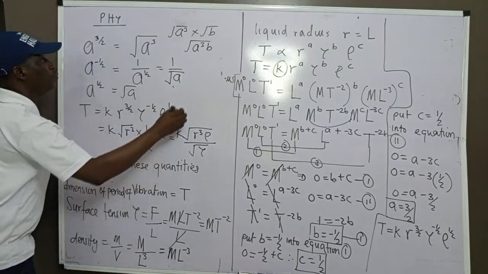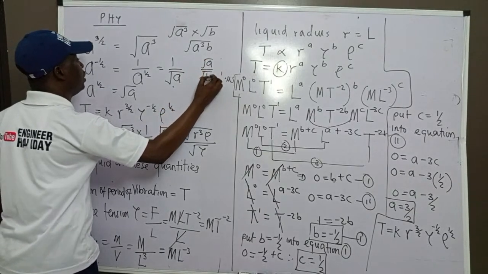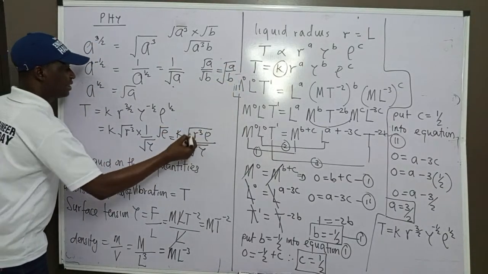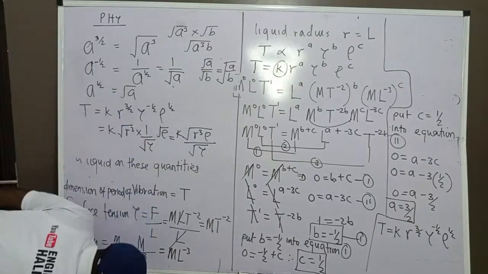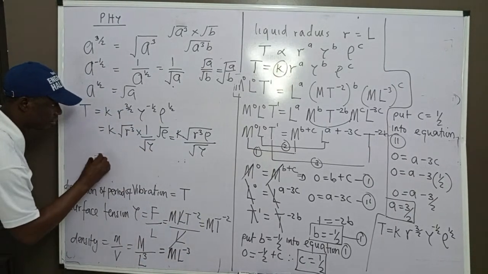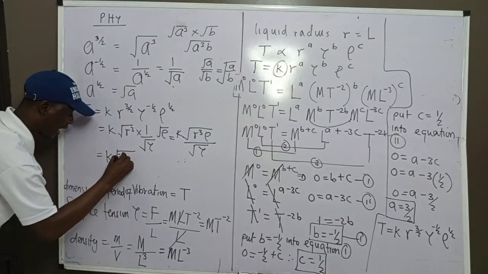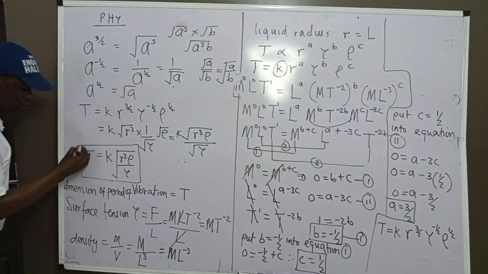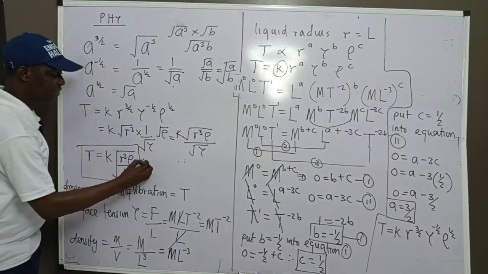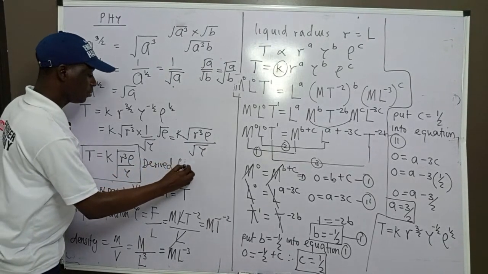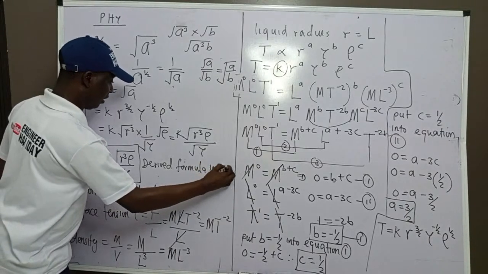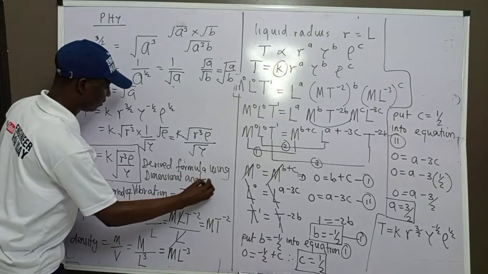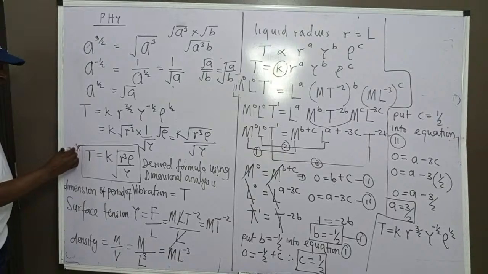Then you can now remove. Don't forget, square root of a divided by square root of b is the same thing as square root of a/b. That's what I'm going to apply here. Everything here is our a, this one is our b. We combine and we finalize everything. So the final answer becomes T equal to K square root of r cube over lambda, which is the period. So this is the formula that we have derived, using dimensional analysis. So that is the final answer. Please take note of that.